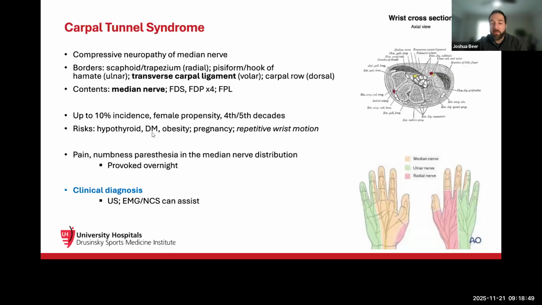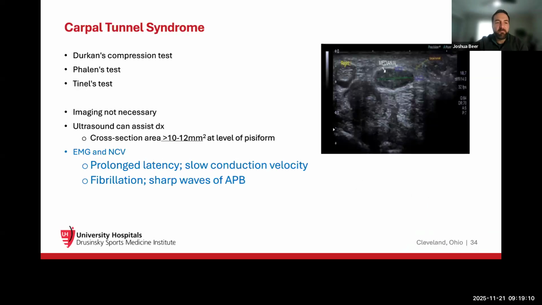Pain may be provoked overnight, similar to cubital tunnel syndrome. When you're sleeping, that forced flexion compresses the nerve. So they might say they wake up in the middle of the night with a lot of pain, or first thing in the morning the symptoms are worse. It's a clinical diagnosis. You can get some studies to further assess for that.